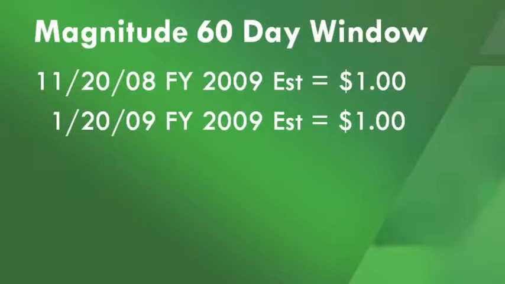So let's take, for example, here an imaginative company. We're going to say on November 20th, 2008, that the earnings estimate for the full year of 2009 is $1 per share.